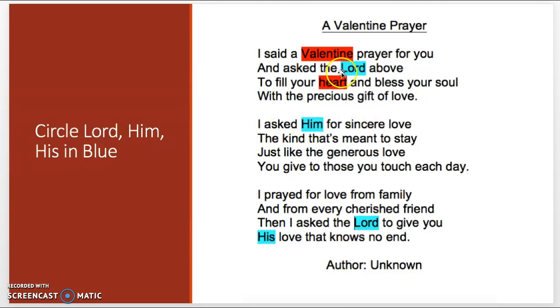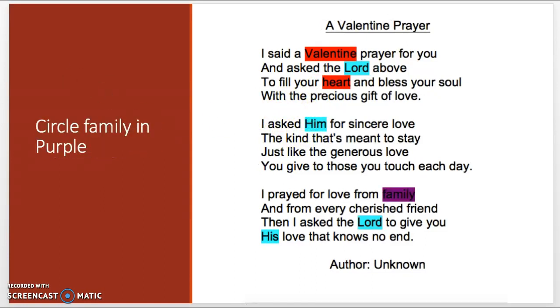I would also want to discuss why L and H are capitalized in the poem. It is because when we are talking to God, the L is capitalized and him is capitalized. The last word I would want the students to circle would be family, because the prayer is talking about how much we want God to look after our family.